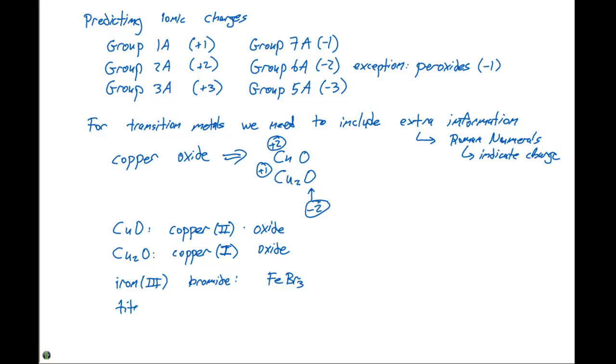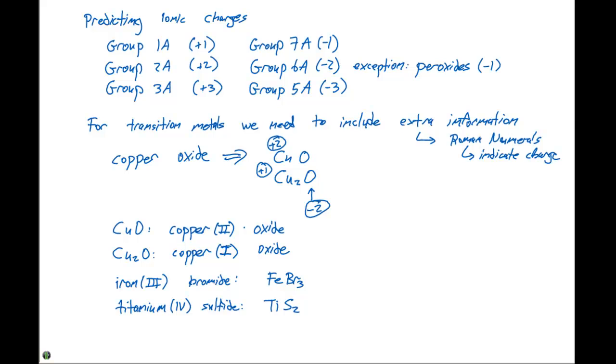If we also looked at titanium(IV) sulfide, the titanium is going to have a +4 charge. The sulfur is in group 6A, which gives us a -2 charge, so that's going to be TiS2.